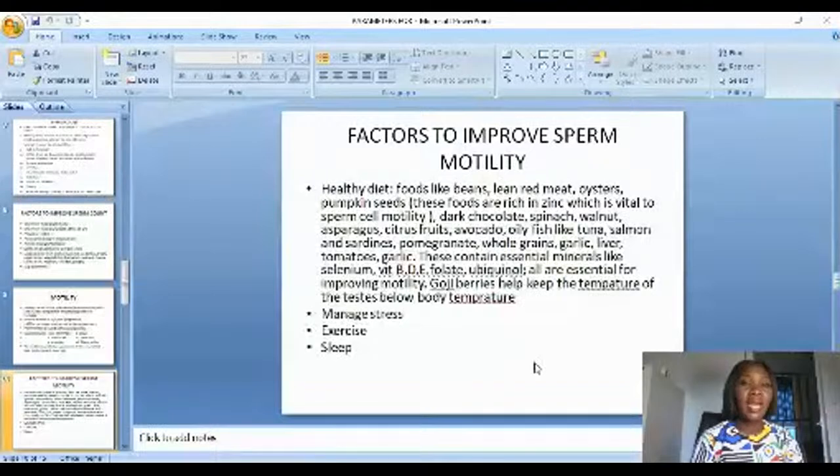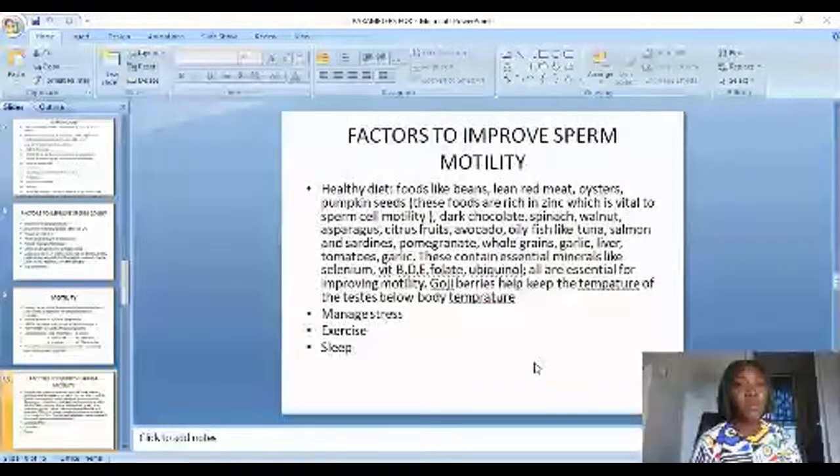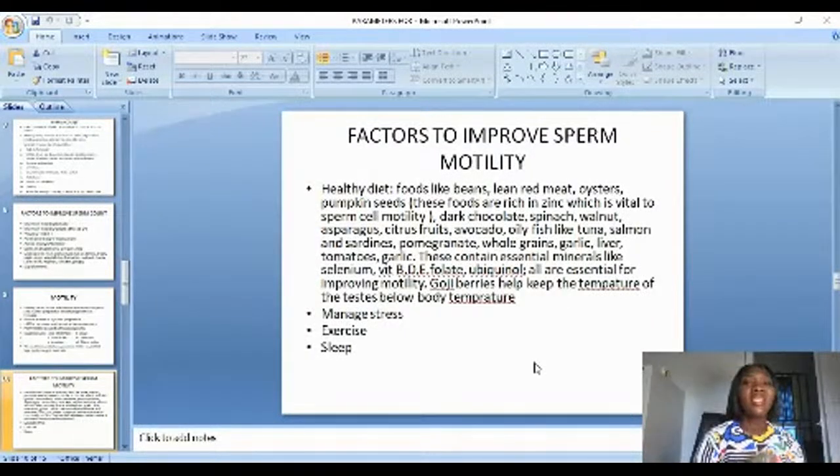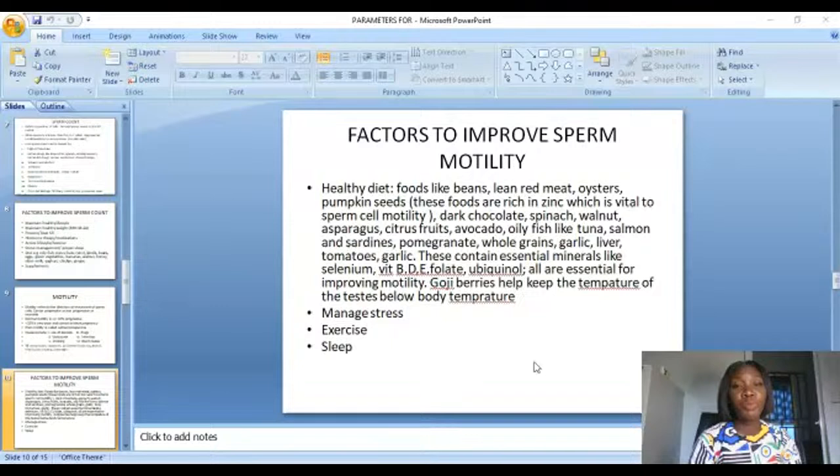Dark chocolate, spinach, walnuts, asparagus, citrus fruits, avocado, oily fish like tuna, salmon, sardines, pomegranate, which is a fruit, whole grains, garlic, liver, that is beef liver now, and tomatoes all contain essential minerals and vitamins like your selenium, your B, D, and E vitamins, your folate, your ubiquinol. All of them are essential for improving motility. The fruit called goji berries helps to keep the temperature of the testes normal. Managing stress can help improve motility. Exercise and proper sleep are general factors that can also help.